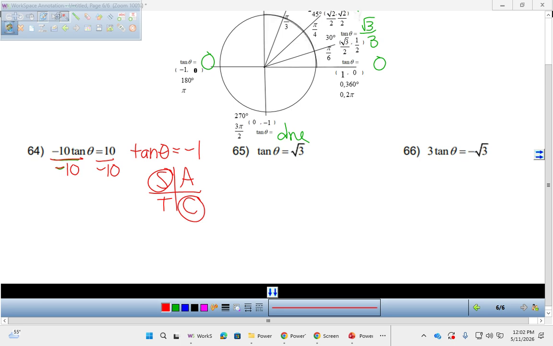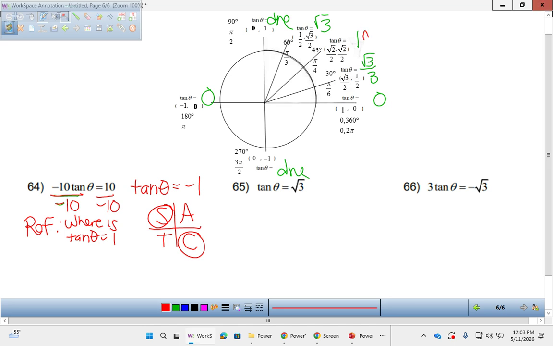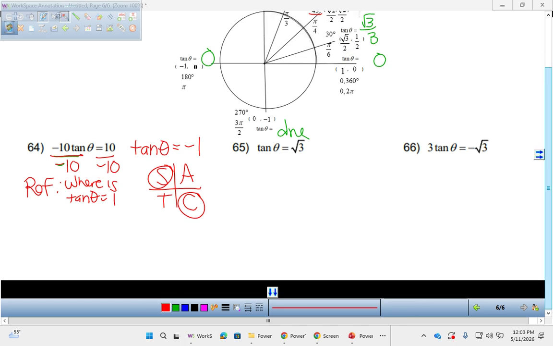And then I need to find my reference angle. So where is tangent? I'm not going to find where it equals -1 because that doesn't exist on my circle. I don't have negatives because I only have quadrant 1. Everything's positive there. But tangent is +1 here. And that's 45 degrees or pi over 4. The directions didn't say, so we'll just go with 45.